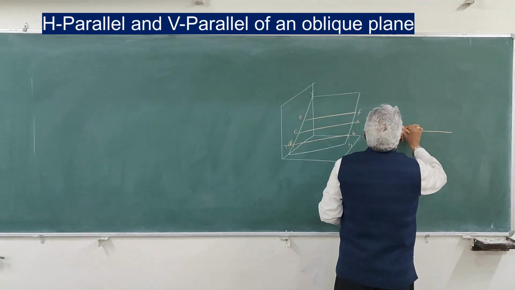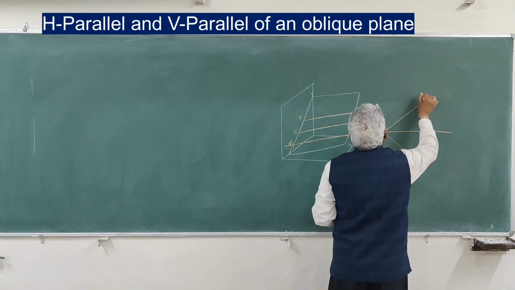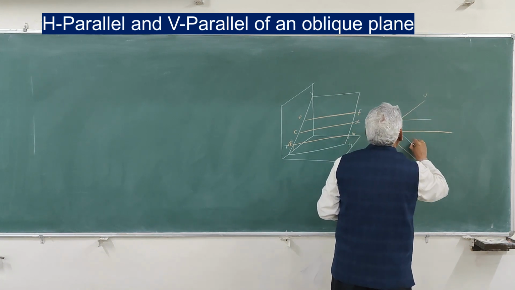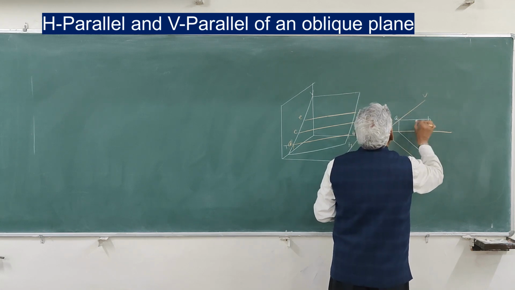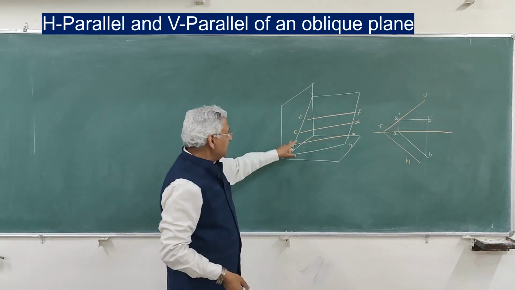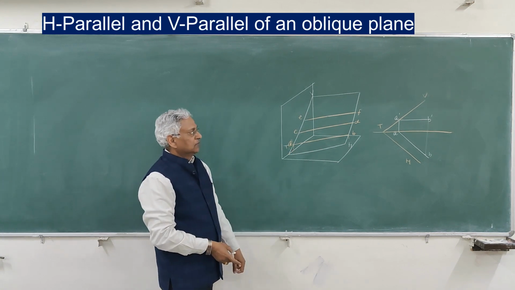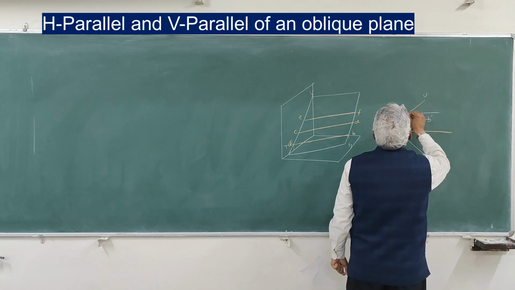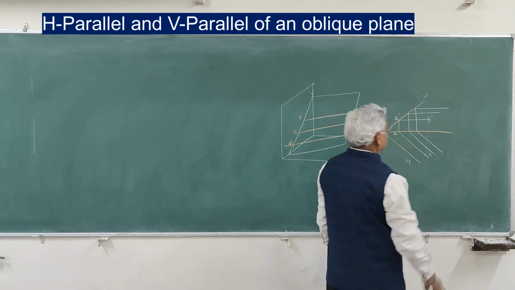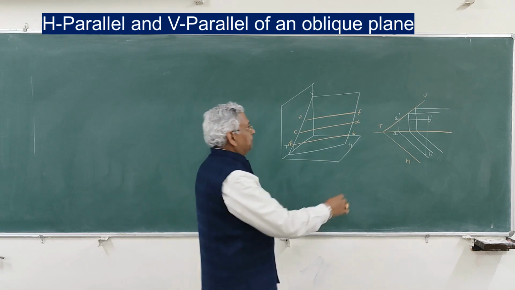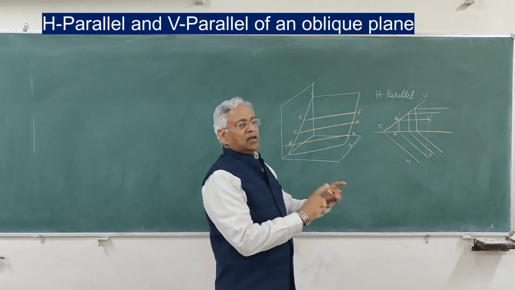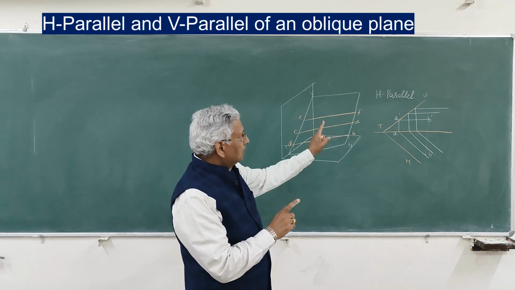All parallel lines will have parallel projections. And therefore, if this is the vertical trace and horizontal trace of an oblique plane, then this is the projection of AB. You can keep point B somewhere. A is in the vertical plane and therefore its plan will be here. This is CD. This is EF. These are called H parallels of an oblique plane. Lines drawn in the oblique plane parallel to the horizontal plane.